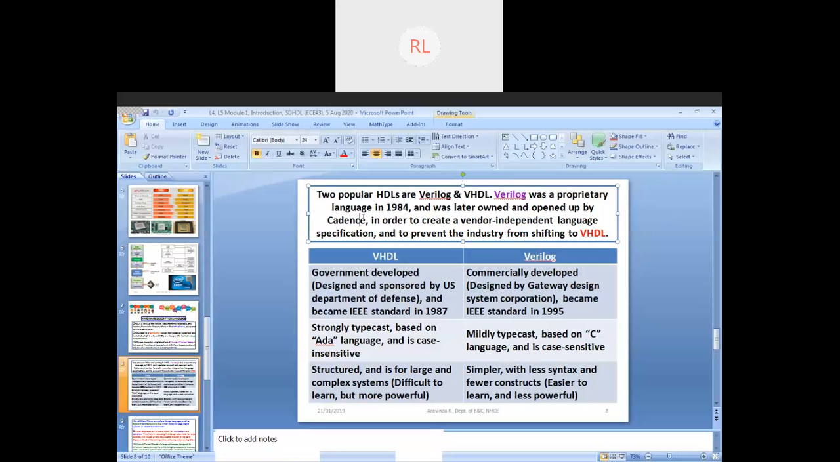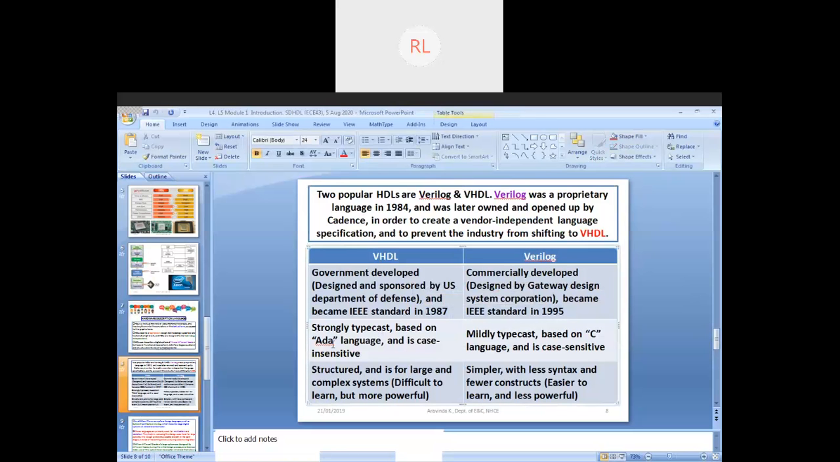So if a question is asked with regards to differentiating VHDL and Verilog, these differentiations could be your answers. VHDL was developed by the U.S. Department of Defense in '87, and Verilog was commercially developed and became an IEEE standard in '95. So way back, we were actually using both VHDL and Verilog. But as days pass by, slowly we are migrating, and we are stressing more on Verilog. That's what I want to say.